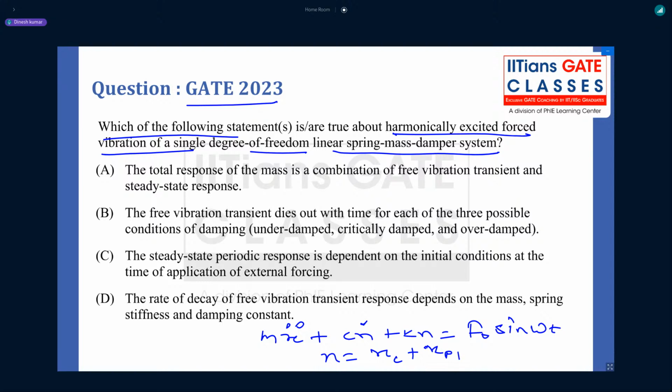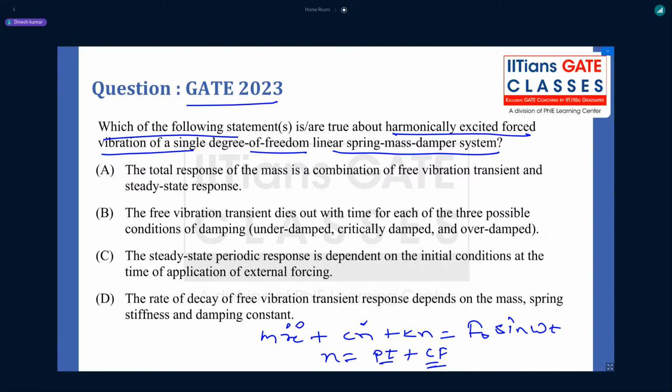One is a particular integral, or I can write better, particular integral plus complementary function. One is related with damped free vibration, and the other is the steady state part and transient part. So the steady state part is with the particular integral, okay, and the complementary function is related with the transient part.